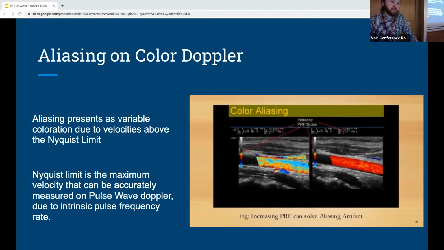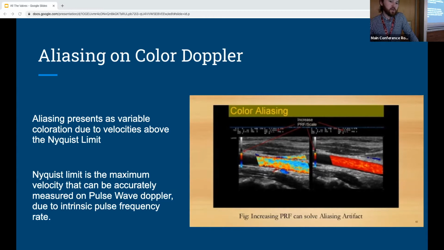Basically, it represents abnormal coloration because the machine is freaking out and it's detecting velocities above what's called the Nyquist limit. The Nyquist limit is basically an intrinsic property guided by ultrasound physics, and it has to do with the intrinsic rate of the pulse frequency that's being released. You don't care about that. All you care about is rainbow color is velocity above a certain threshold.